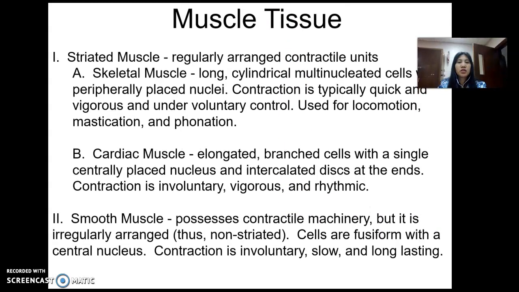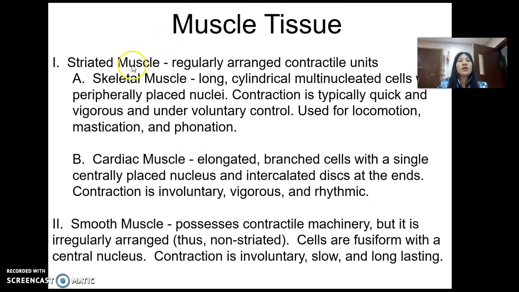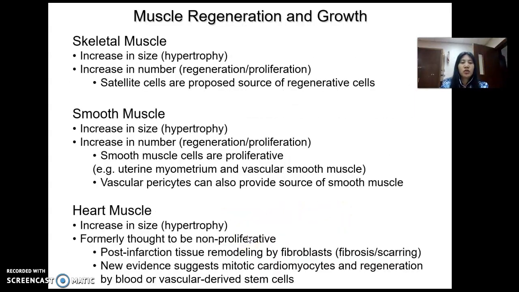So let's start with the muscle tissue. There are different types. Number one is striated muscle. What is that? It is a regularly arranged contractile units. We have skeletal muscle, we have cardiac muscle, and then we have smooth muscle, which possesses contractile machinery, but it is irregularly arranged. As you can see later, I'll be showing you the diagram of each. For now, I would like you to remember the function of these muscles, right?